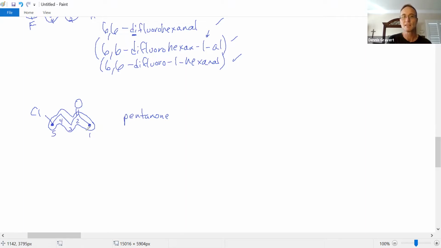So number the chain as close as you can to the most important functional group. So the ketone can never be on carbon 1. Only aldehydes can be on carbon 1. Right? Ketones are always found somewhere within the chain, never at the ends. If it was at the end, that makes it an aldehyde.